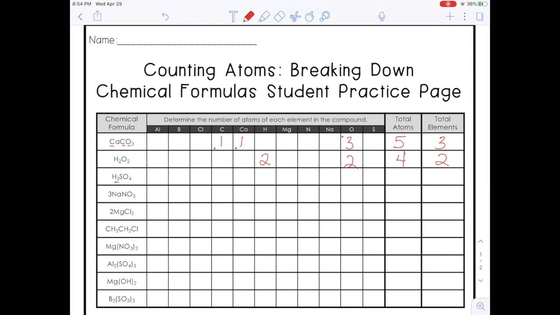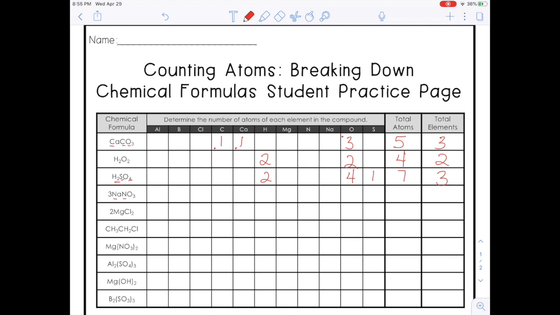H2SO4. H2, so I have 2 hydrogens. S has no subscript, so that's an invisible 1. And O4, I have 4 oxygens. For my total atoms, if I count those all up, I have 2, 3, 4, 5, 6, 7 altogether. And I have 1, 2, 3 boxes, so I have 3 elements altogether.